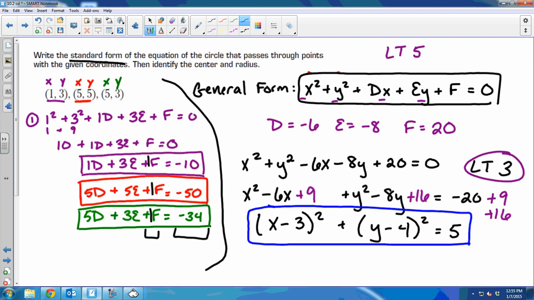Okay, the question asks for the standard form. We have that. And then it says, then identify the center and the radius. That's not hard. What is the center of this circle? 3, 4. And what's the radius of this circle? The square root of 5. Remember, this is r squared.